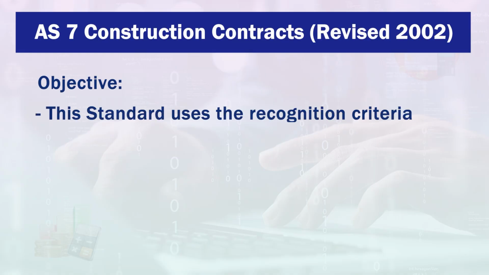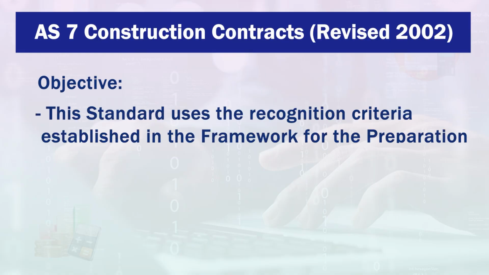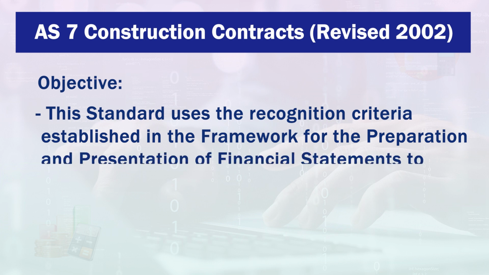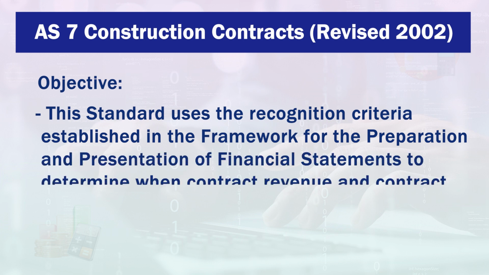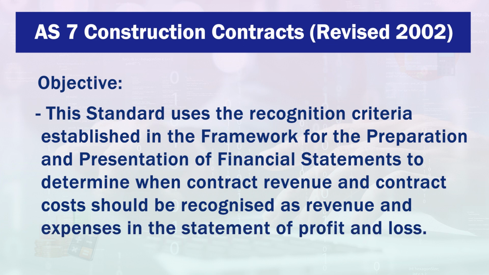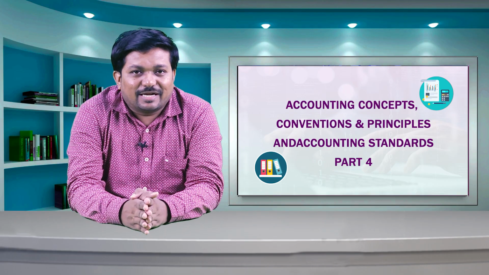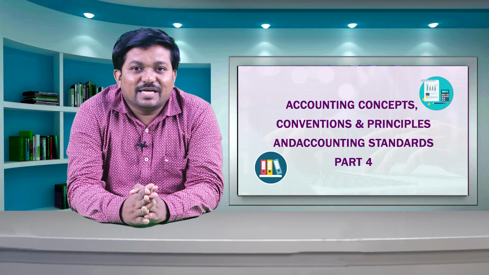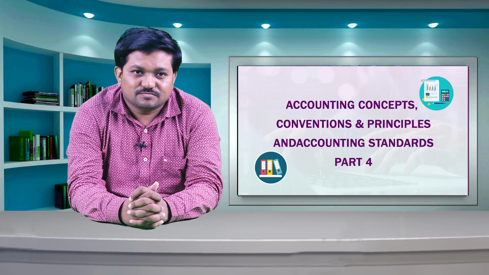This standard uses the recognition criteria established in the framework for the preparation and presentation of financial statements to determine when contract revenue and contract cost should be recognized as revenue and expenses in the statement of profit and loss. It also provides practical guidance on the application of these criteria.